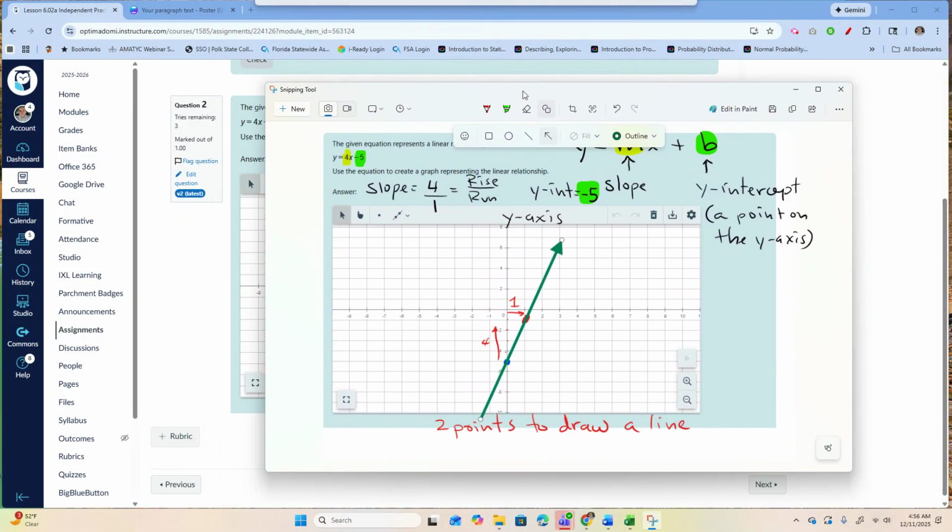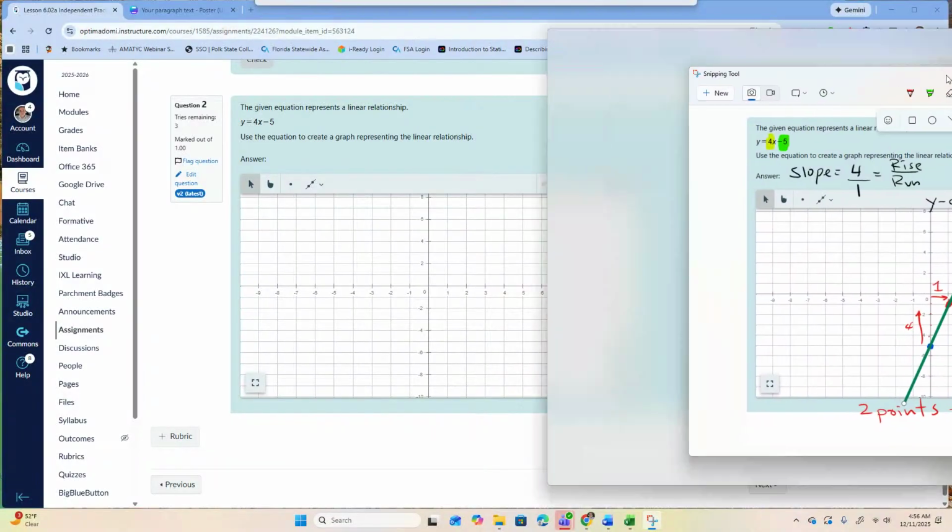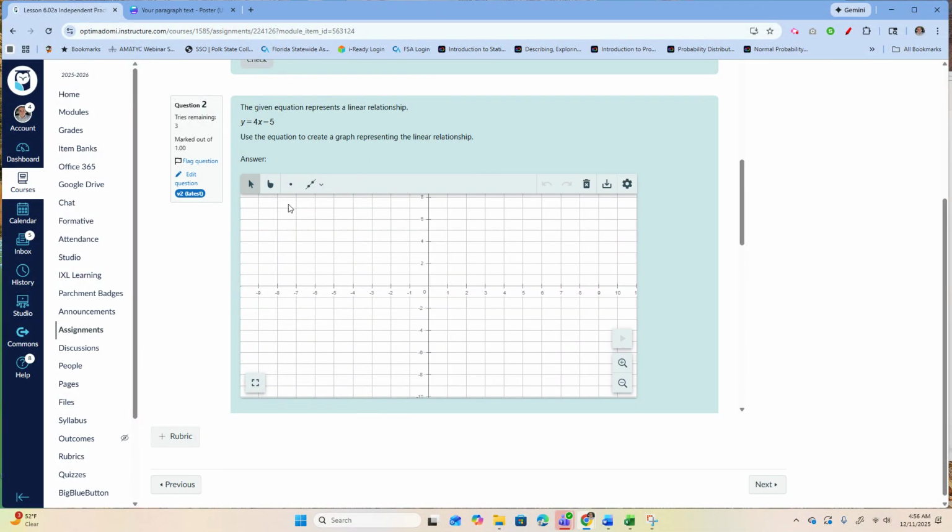Okay, so I'm going to do that in Canvas so you have an idea how you draw the lines in Canvas. So I'm going to do this line here. I'm going to start by clicking the line tool. I'm going to start with my y-intercept, which is -5. So we're going to go 1, 2, 3, 4, 5 down. Click. My slope is 4. That means we're going to go 4 up from here, 1, 2, 3, 4. That's the rise. And then the run is 1. And then click. And that's how you do the line. Okay, let's go to the next one.